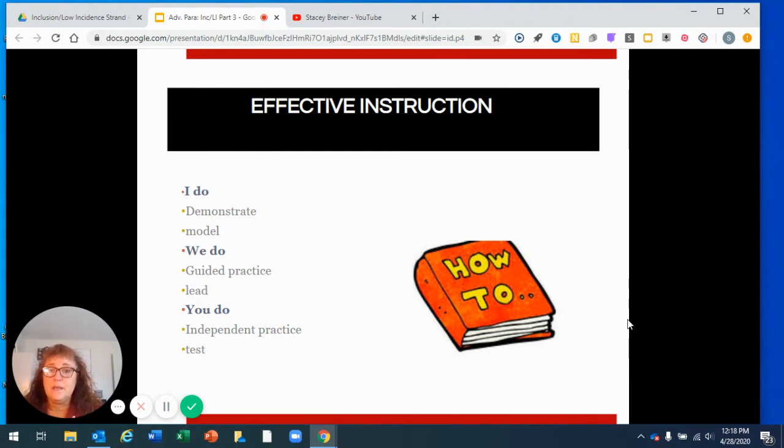But it has to be an I do, we do, you do sequence. It cannot just be an I do straight to a you do. Without that guided practice, we're going to see lots of errors. So again, we want to make sure that we're doing the effective instruction model.